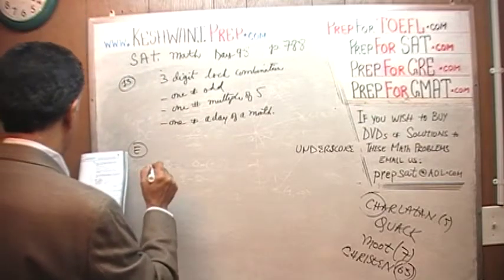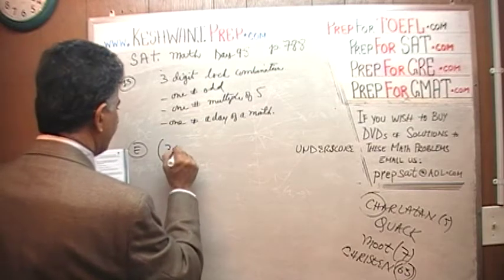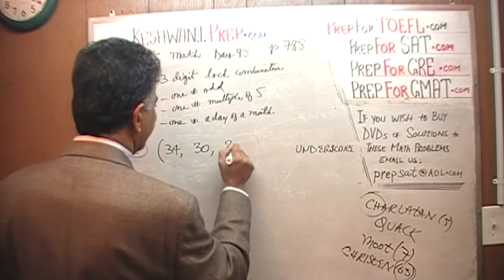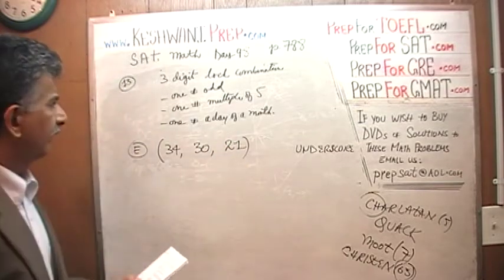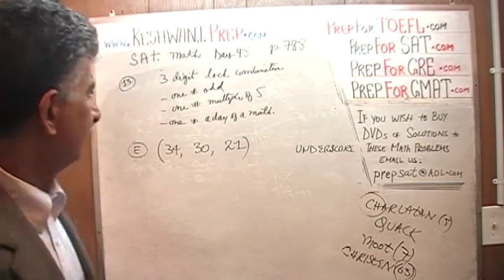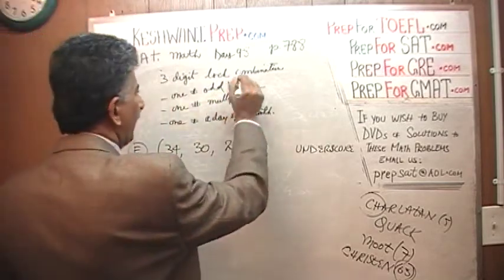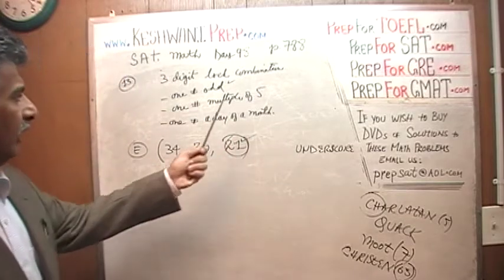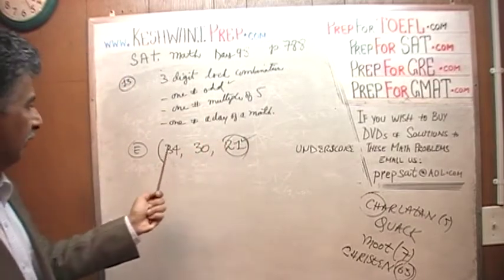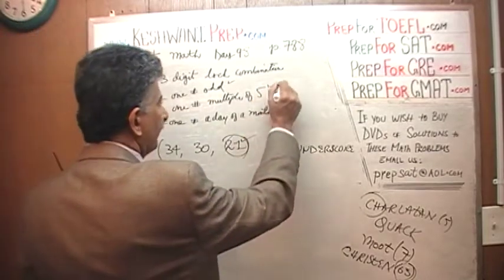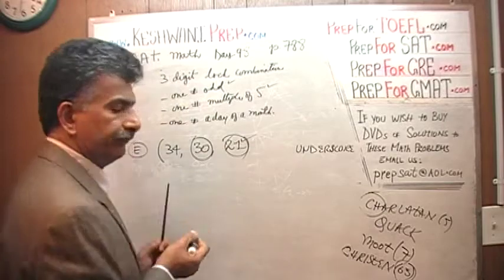In E we have 34, 30 and 21. Well, let's take a look. We have to have one odd number. In our log combination, we must have one odd number, which we do right here. That does the job. We must also have a number that is a multiple of 5. Between 34 and 30, the one that qualifies as a multiple of 5 is this guy.